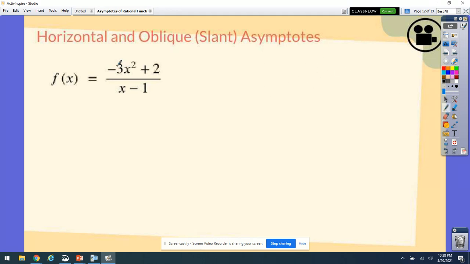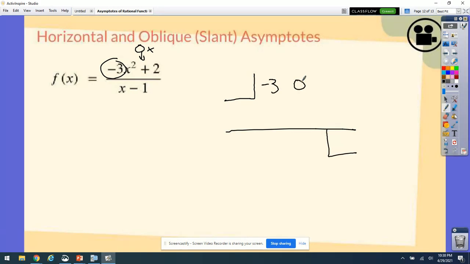So I'm going to take a look at my terms. I have my -3, it looks like I'm missing a 0 for the x, and then my constant. So I'm going to set up my division problem: -3, 0, and then +2, making sure it's over my remainder box. Then I take x minus 1 equals 0, so add 1 to both sides. Therefore x equals +1, so I'm going to put my +1 here.